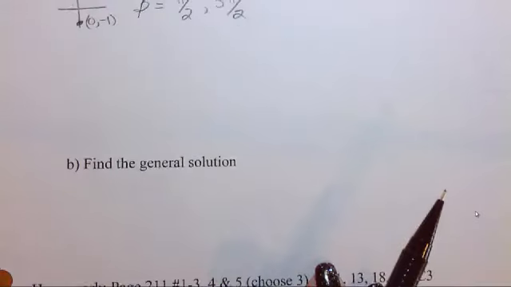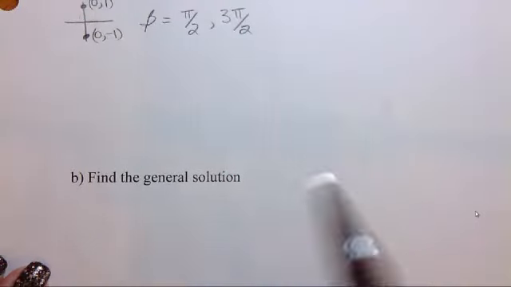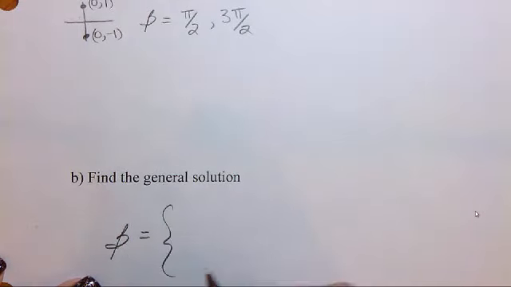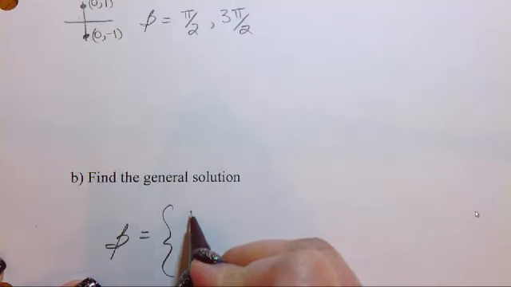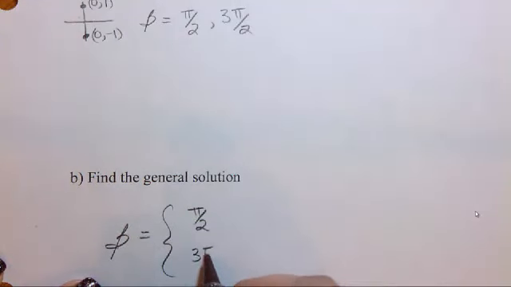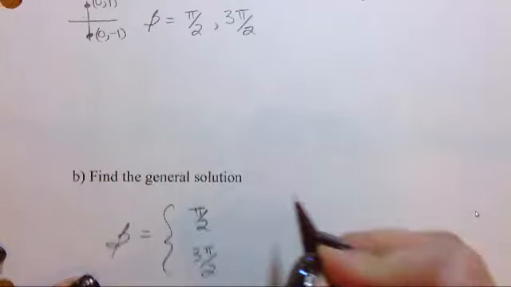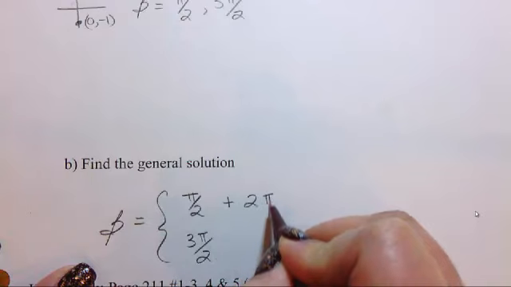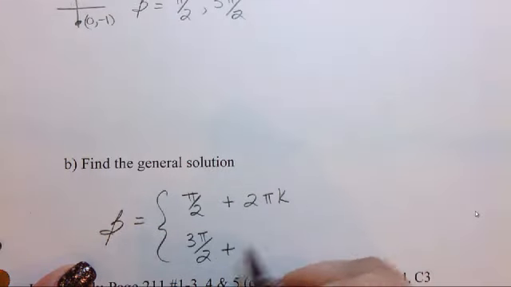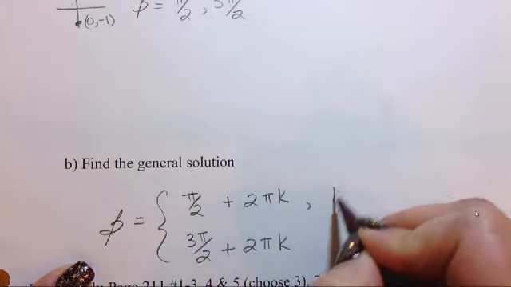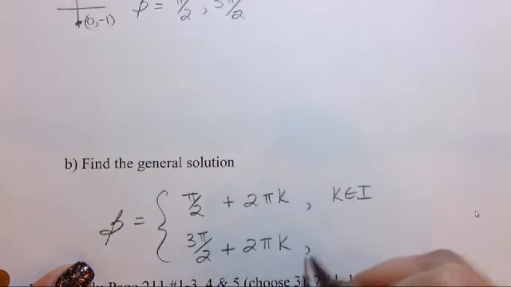Now let's look at the general solution here. So for the general solution, I'm going to have beta is equal to, and I'm going to use my big squirrely bracket, because I'm going to make it look all nice and pretty and keep it all together, π/2 and 3π/2. And I'm going to do the same thing where I'm going to add 2πk to each of them, and I need to state that k is an element of the integers.